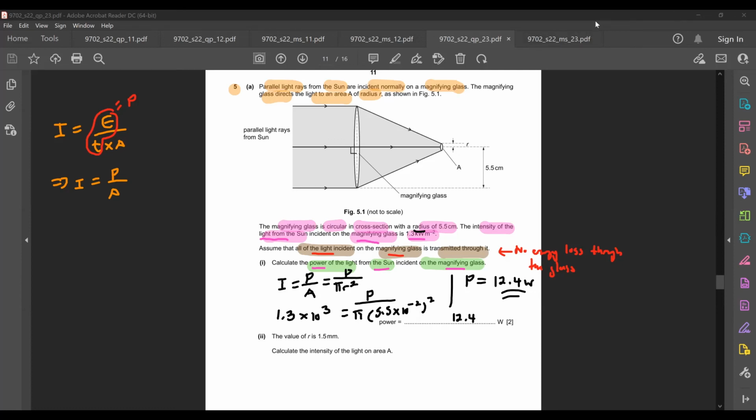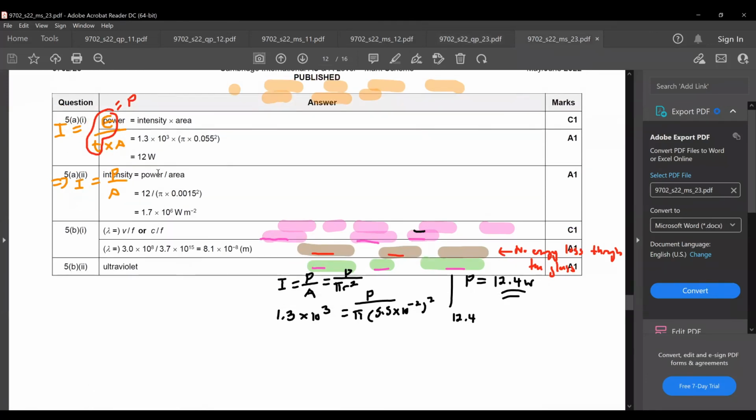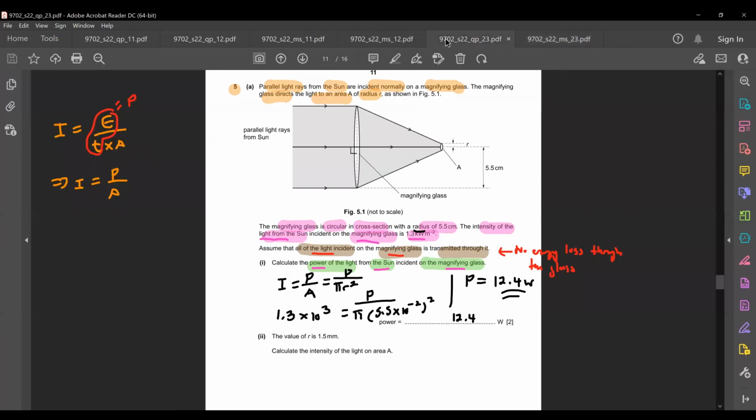Okay, hopefully I'm correct. Yes, your answer is 12.4 watts. At 2 SF, it is 12 watts. Okay, so this one is okay.